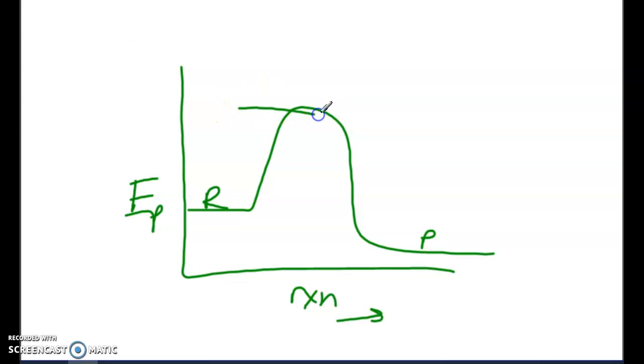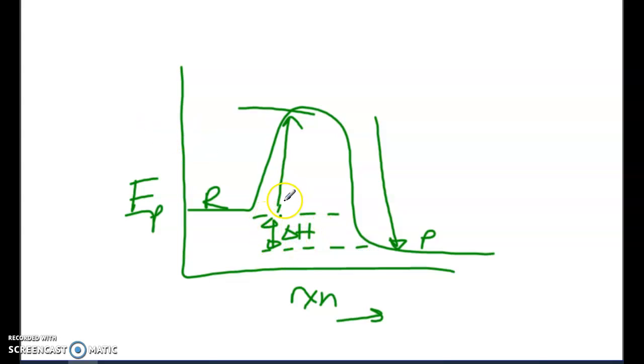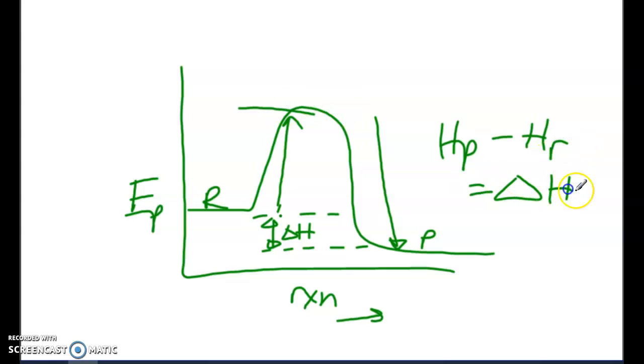The amount of energy that has to be put into a reaction is what is absorbed by the reactants in order for those bonds to break. Then there's a certain amount of energy that is released. The difference between those two portions is our delta H, the energy input versus the energy output. You can also think of it as the enthalpy of our products minus the enthalpy of our reactants, which gives us our overall delta H.